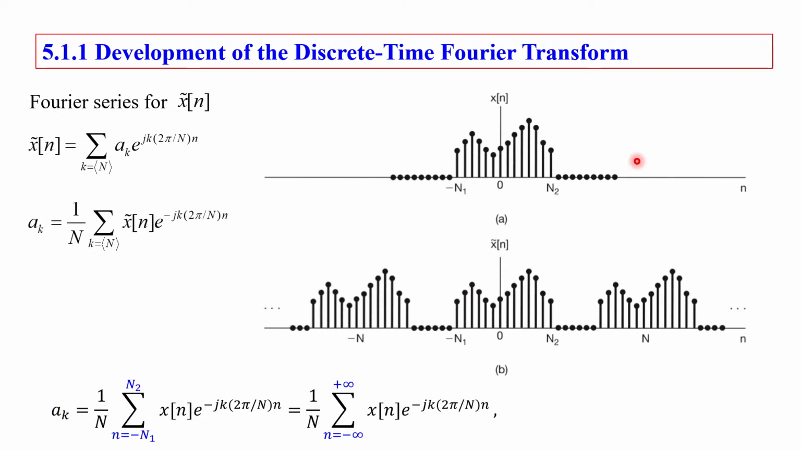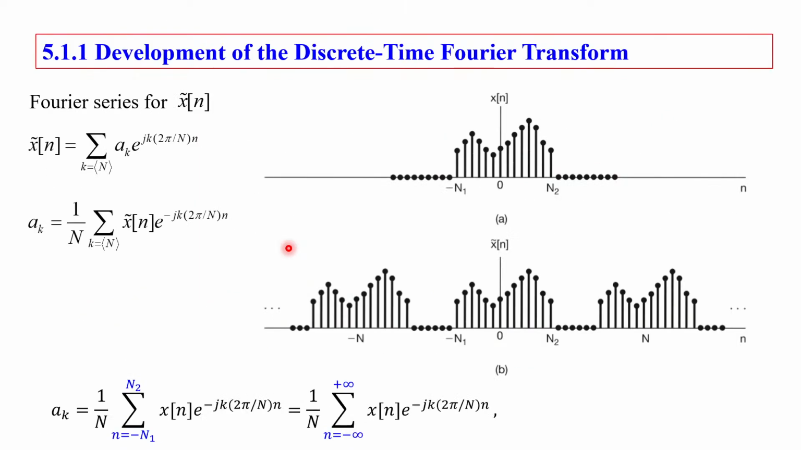Yeah, just the same thing again. And here is the reminder for the Fourier series formula: x tilde of n equals the summation of a_k e to the jk omega naught n, and a_k equals 1 over N summation of x tilde of n e to the minus jk omega naught n. It's very symmetric to each other. We have duality.